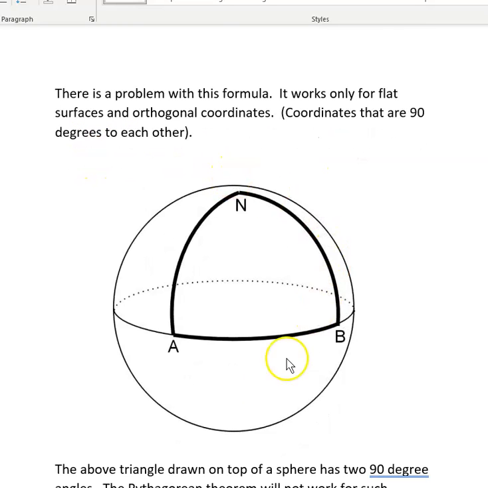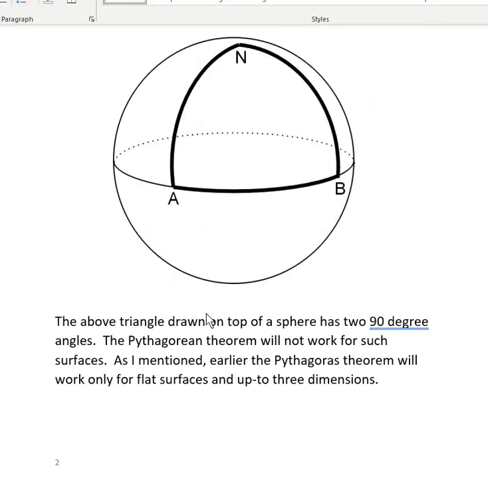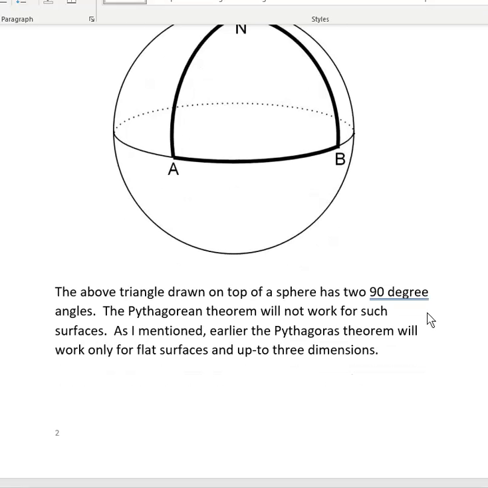Now here we have a sphere, and the angles here at A and B are 90 degrees. So the total angles in this triangle is more than 180 degrees. The above triangle drawn on top of a sphere has two 90-degree angles. The Pythagorean theorem will not work for such surfaces. As I mentioned earlier, the Pythagoras theorem will work only for flat surfaces and up to 3 dimensions.